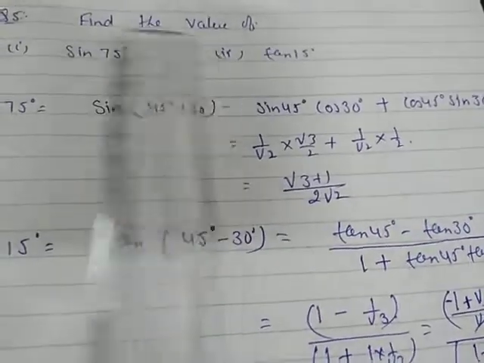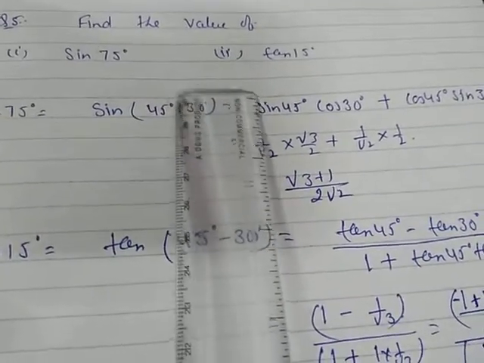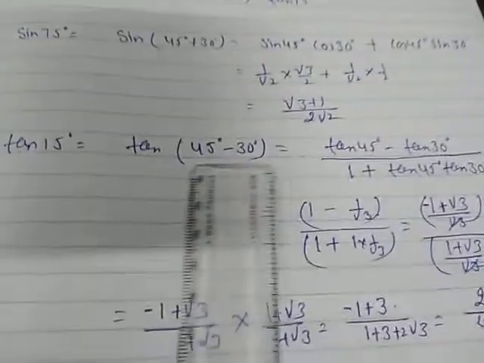Same way you can find out sin 15 degree also. What you have to do? 45 minus 30. Now here tan 15 degree. Tan 15 degree is tan(45 minus 30).